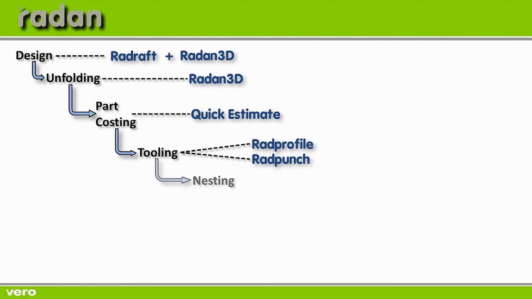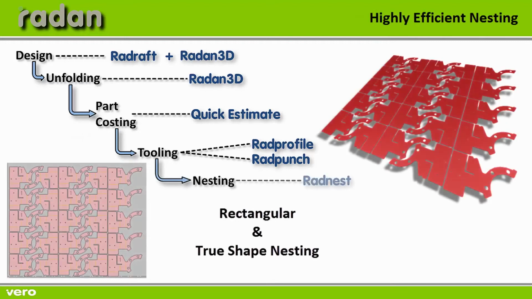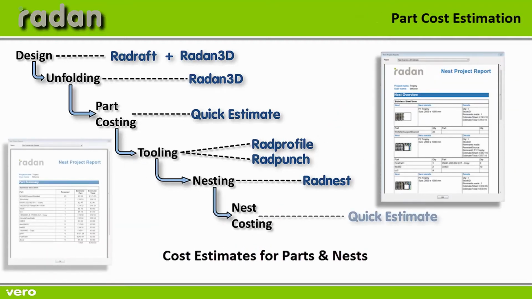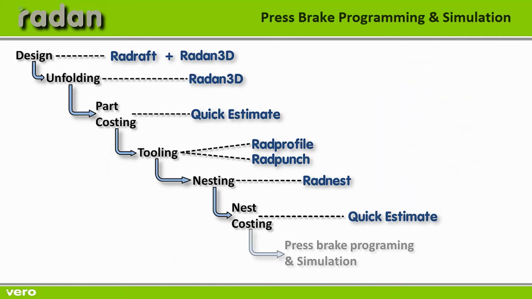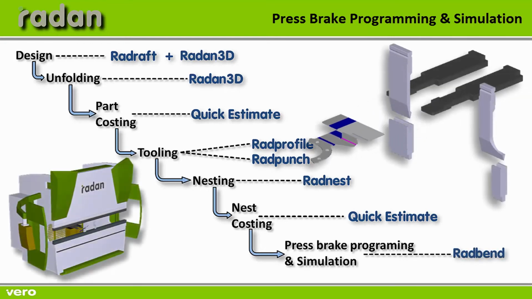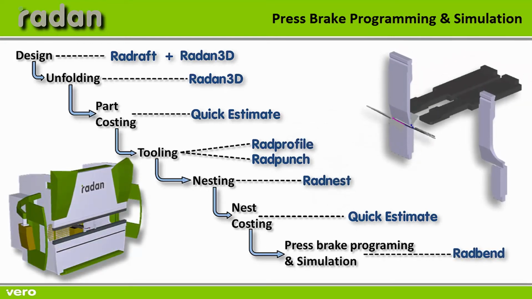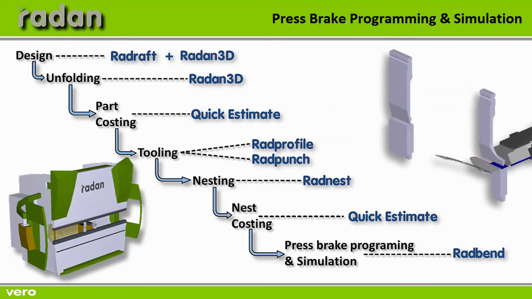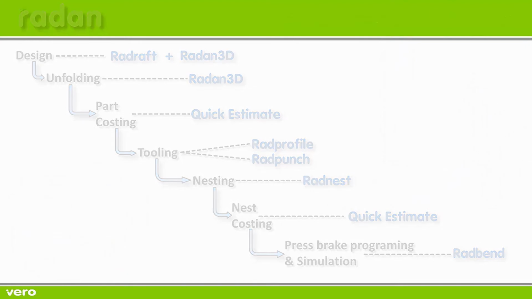I then added my component to a nest and was able to get a dissimilar true shape nest for that component. Again, using Quick Estimate, I was able to get costs for those nests. And then finally, using Radan, I'm able to create an NC program for my press brake and do a true 3D press brake simulation. So there you have it. There's an example of what you can do with the Radan suite of products.